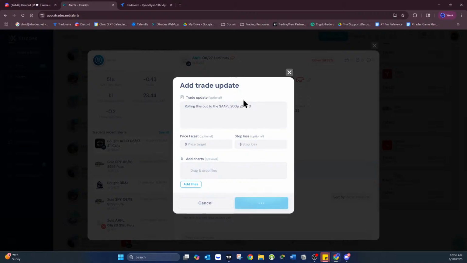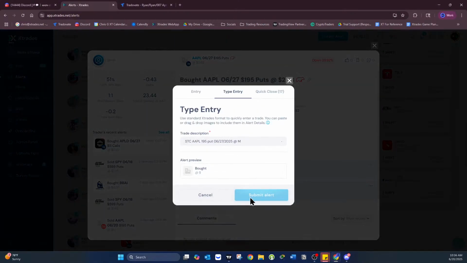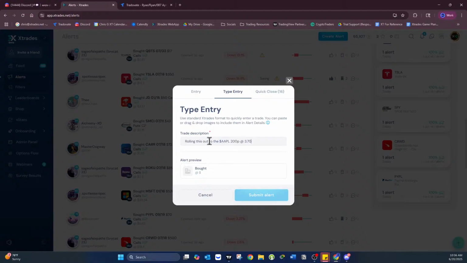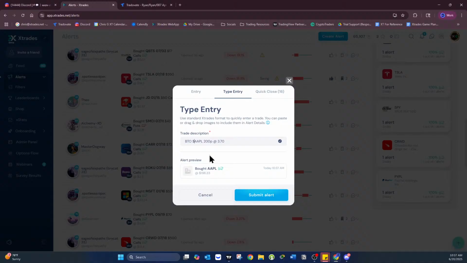So I'm gonna close this out. Unfortunately, we can't roll them out realistically on the app. So I'm gonna have to close this for a loss and then reopen my trade. So pretty risky. I'm gonna swing this short term. Risky swing.